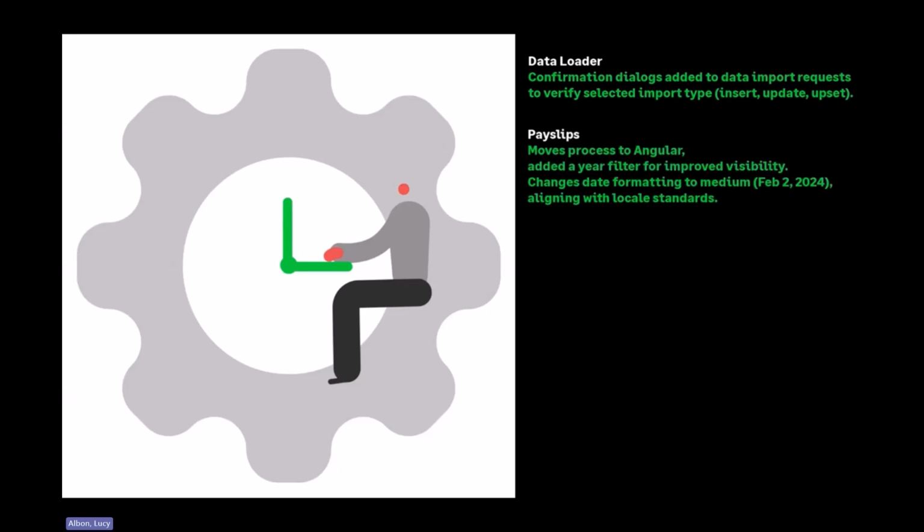Payslips processing has moved to Angular, which makes things quicker and more efficient. We've also added a year filter so you can find older payslips without endlessly scrolling. Plus, dates now follow a clearer format, like Feb 2, 2024, to match local standards. Time-off records have been fine-tuned with better validation and permissions for handling records updated via APIs, in turn, making sure everything works correctly and securely when handling absence requests.